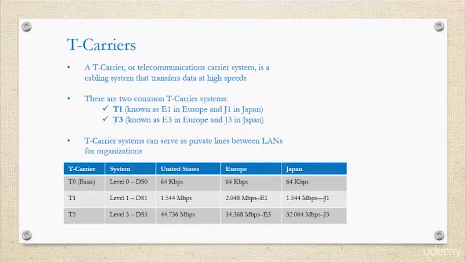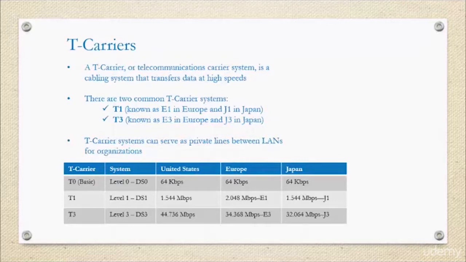So the first step is T-carriers, and a T-carrier is a telecommunications carrier, right? It's simply a cabling system that transfers data at high speeds, right? And it's a dedicated line, right? So if you have a line from a T-carrier, you're going to have some pretty high transfer speeds, right?